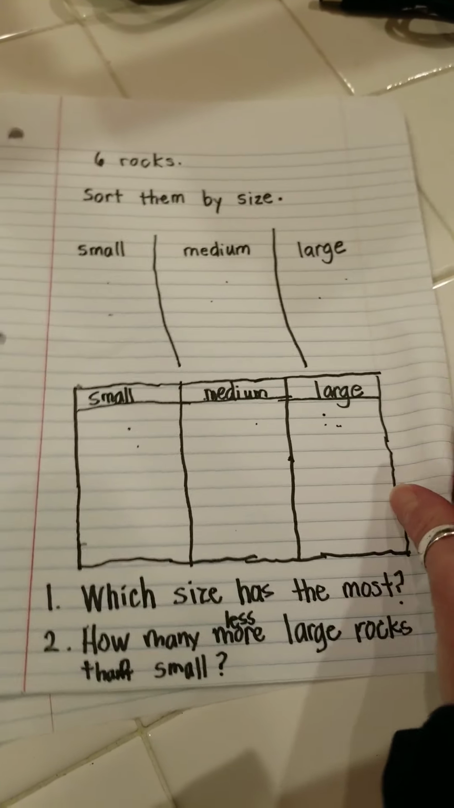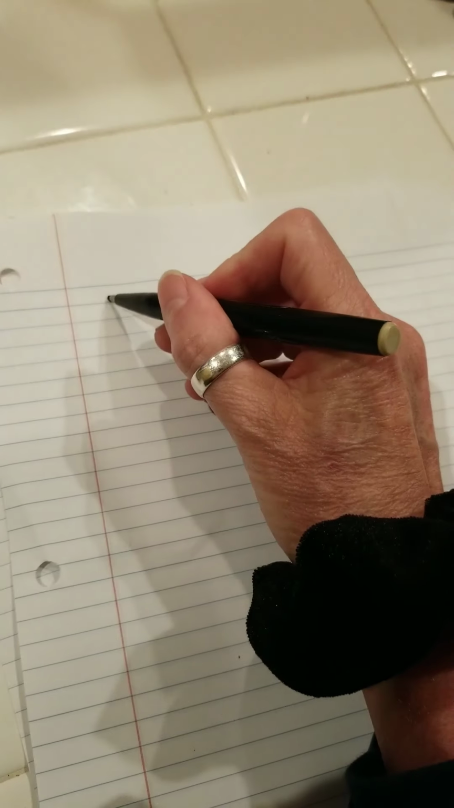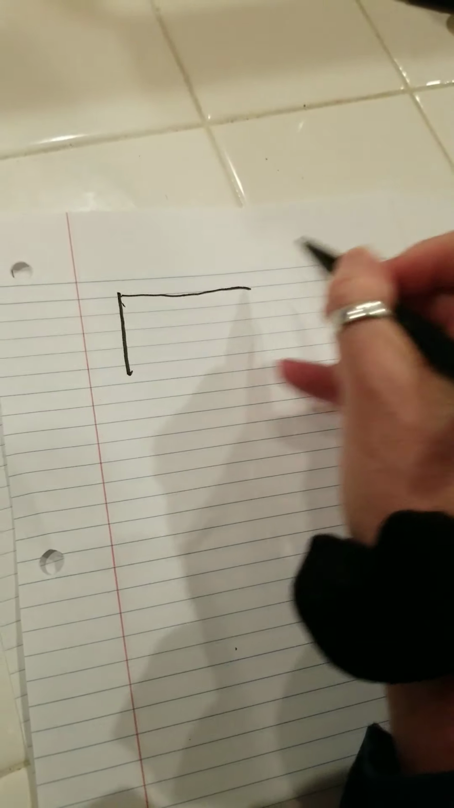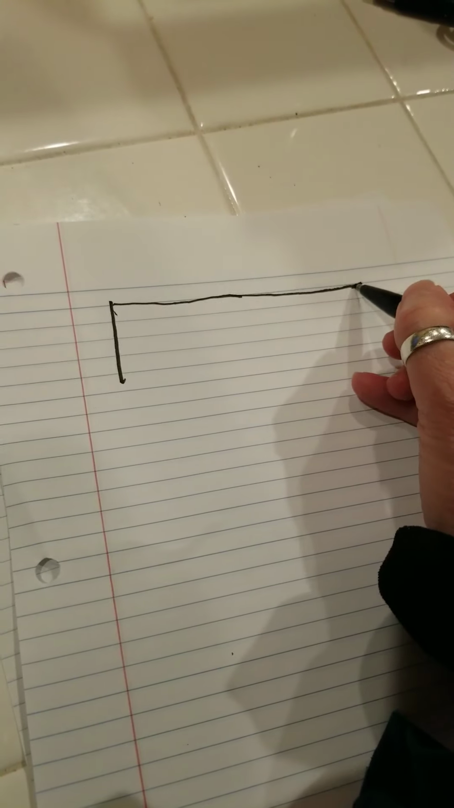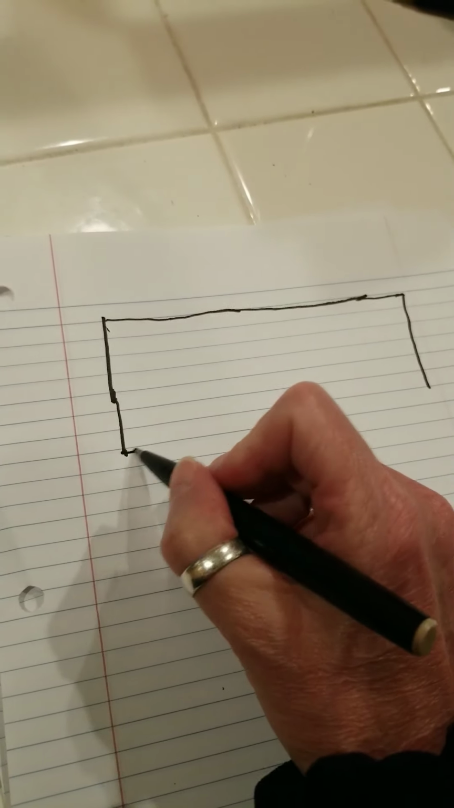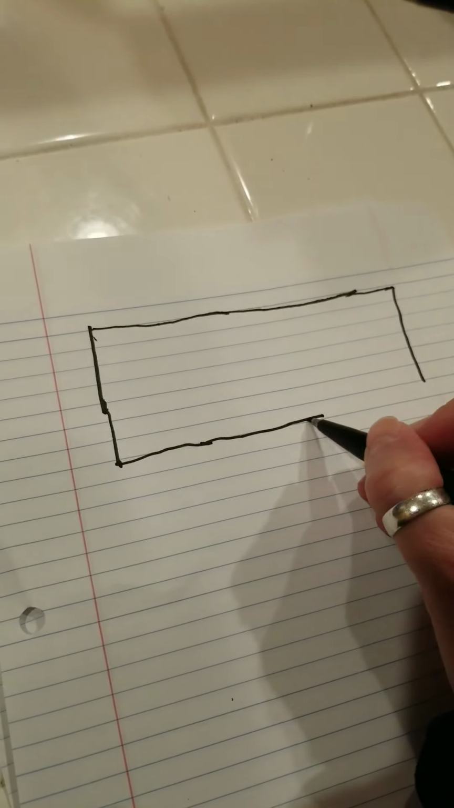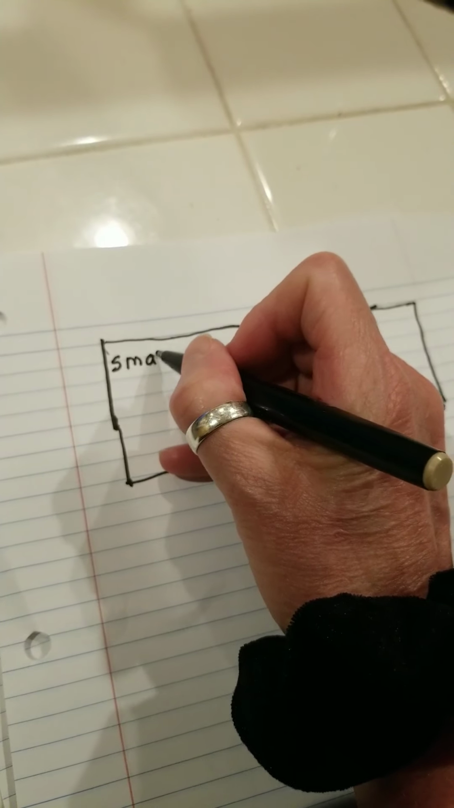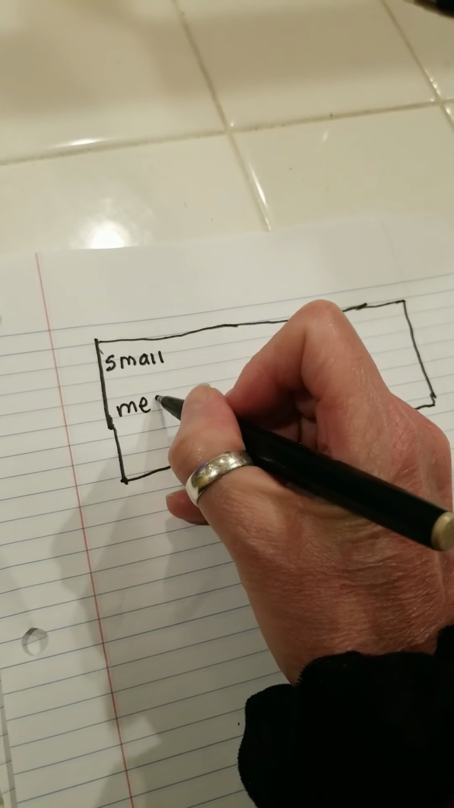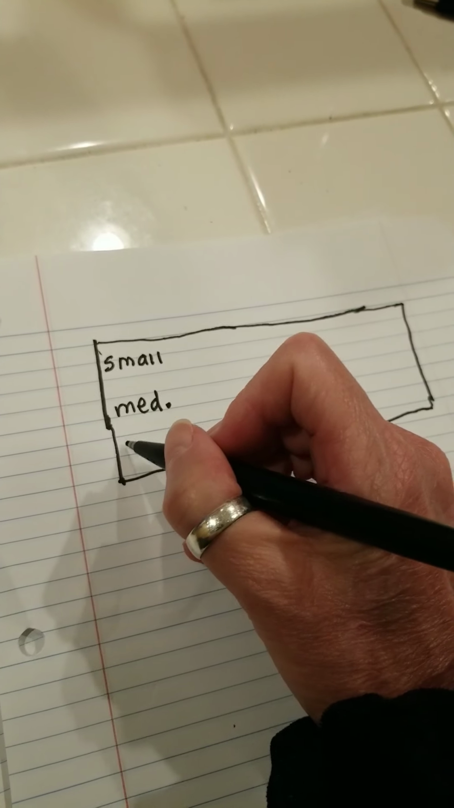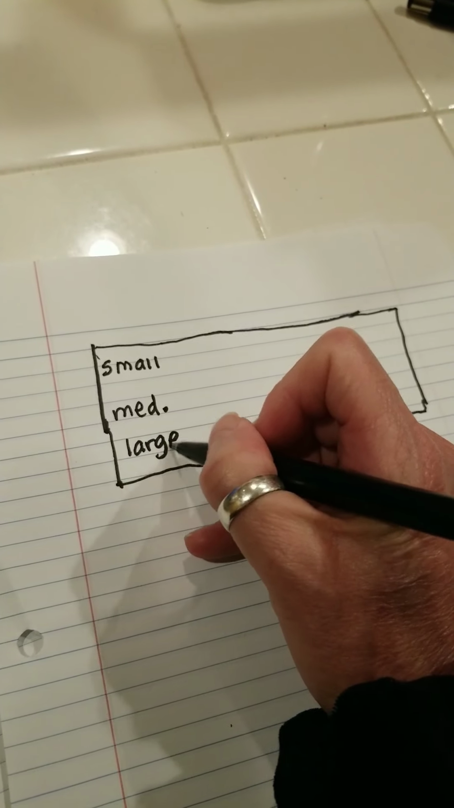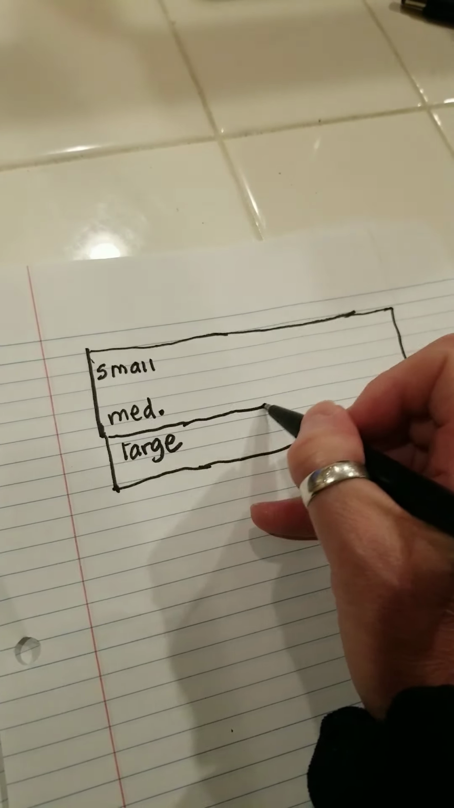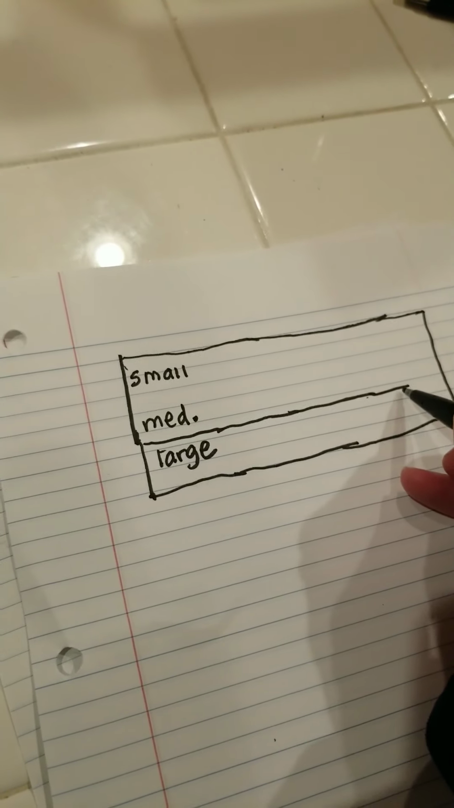And then finally, the last part after you answer those questions is you're going to make another graph that looks like this. This is going to be a long, skinny graph. It's also going to be a rectangle, only it's going to go the other way. It's really hard to do when I'm holding my phone. This time I'm going to write small right here, and I'm going to write medium right here. I'm going to abbreviate that, and I'm going to write large here. And I'm going to separate these with a line like this.